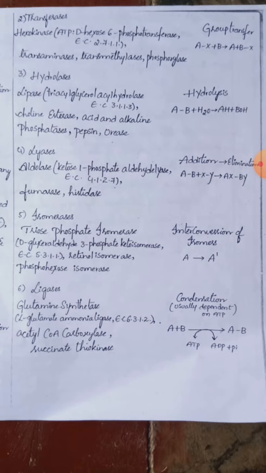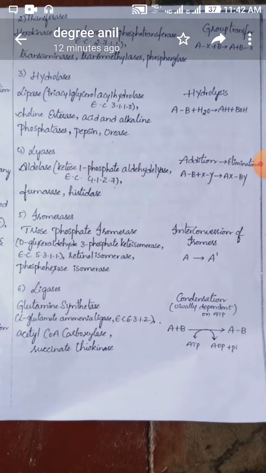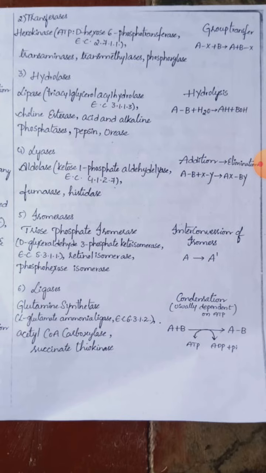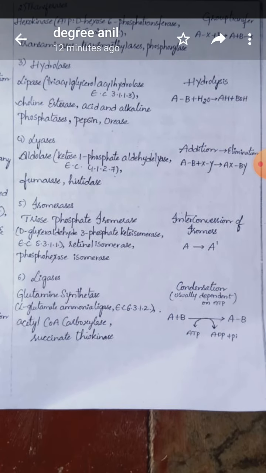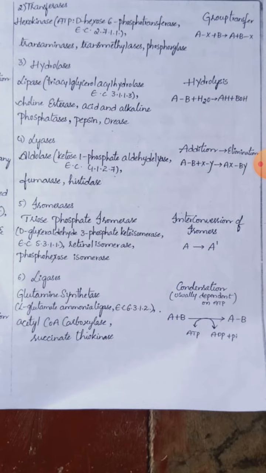And the fourth one, lyases. These enzymes are involved in the addition or removal of water, CO2 and ammonia, etc. Examples are aldolase, fumarase and histidase. Aldolase is the enzyme involved in the glycolysis reactions. Next, the fifth one, isomerases. These are the enzymes involved in isomerization reactions, the interconversion of two different isomers. Example, triose phosphate isomerase. This is the enzyme responsible for the interconversion of glyceraldehyde 3-phosphate to dihydroxyacetone phosphate. This reaction occurs in glycolysis.